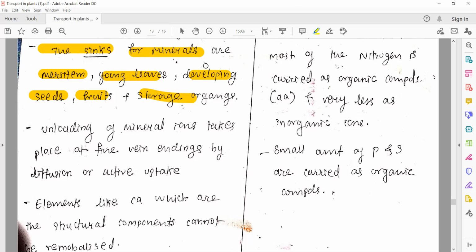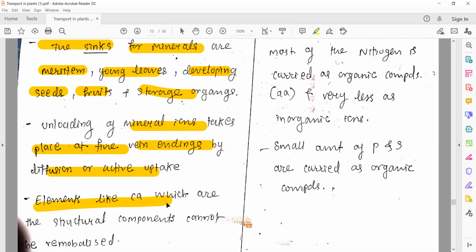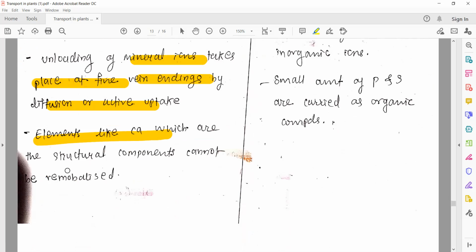Unloading of the mineral ion takes place at fine vein endings by diffusion or by active uptake. Elements like calcium, which are a structural component, cannot be remobilized. You know that calcium is not going to move, so it requires some kind of carrier proteins, and only then can calcium be taken up. We will be studying this in the coming chapter, mineral nutrition.